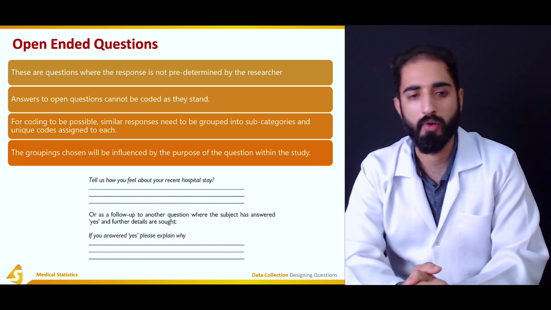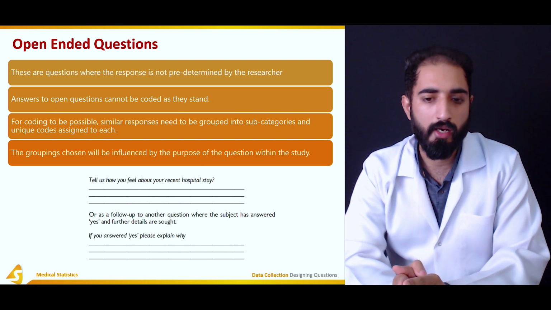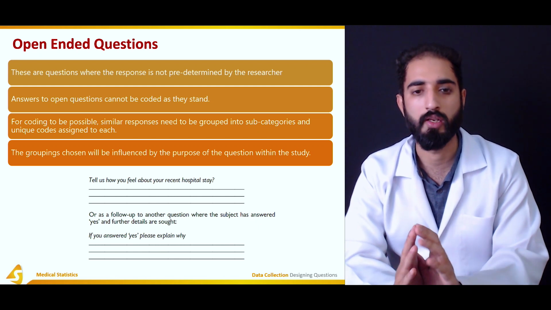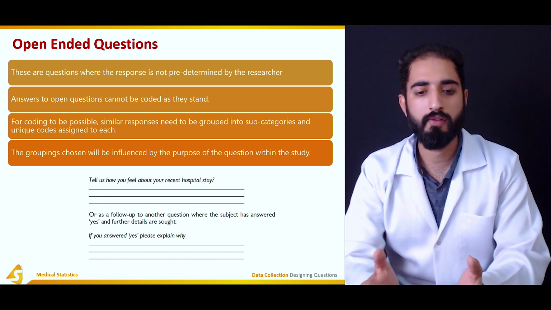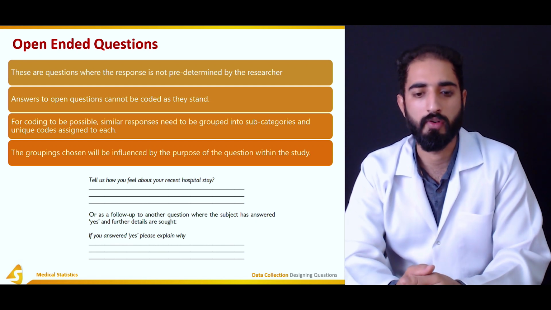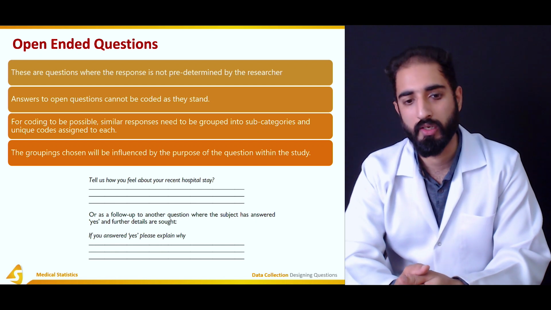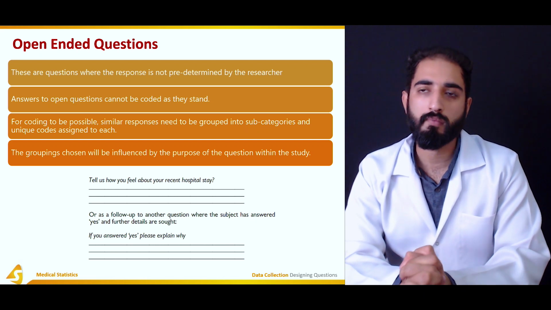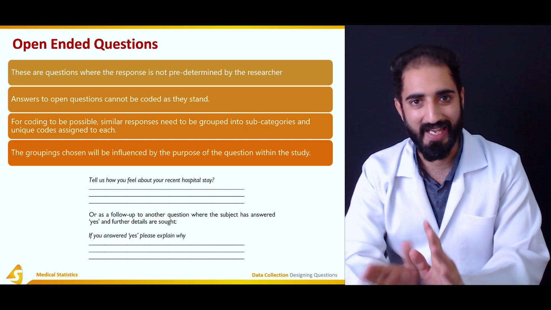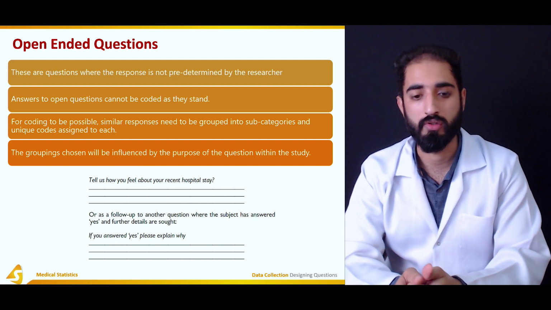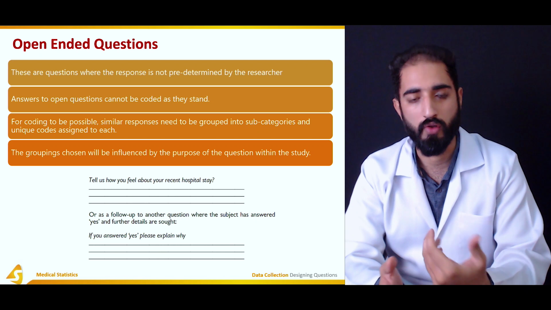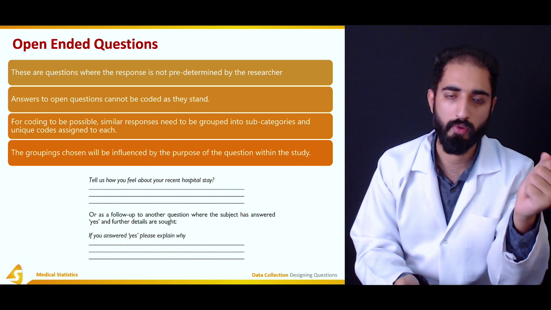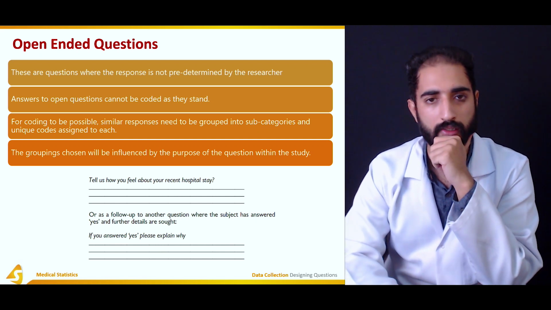So let's take an example of an open-ended question. Tell us how you feel about your recent hospital stay. Now, the response is not predetermined by the researcher, so it is an open-ended question. Or as a follow-up to another question where the subject has answered yes and further details are sought, you can ask another open-ended question: if you answered yes, explain why. For example, are you satisfied with your job? Yes or no? And then you can ask the next question: if you have answered no, please explain why you are not satisfied with your job. So that is an example of two examples of open-ended questions.